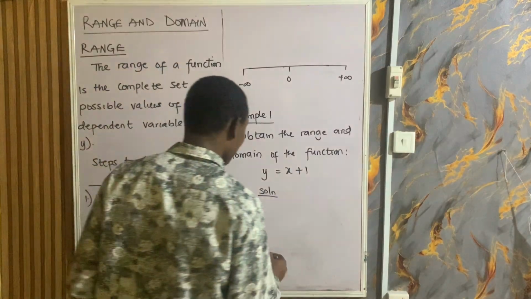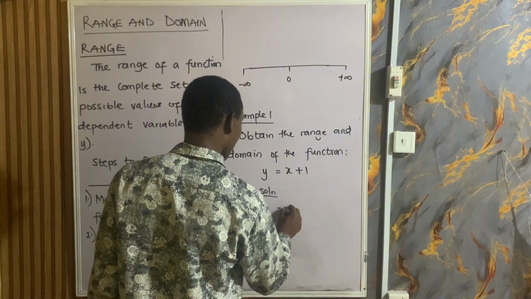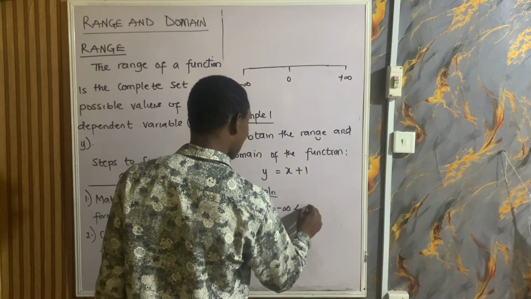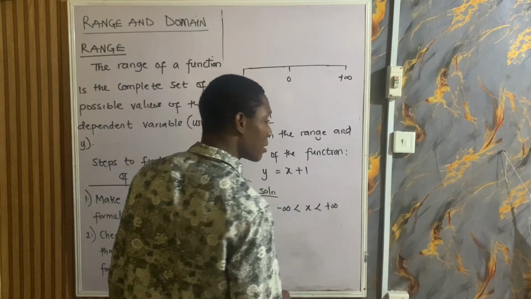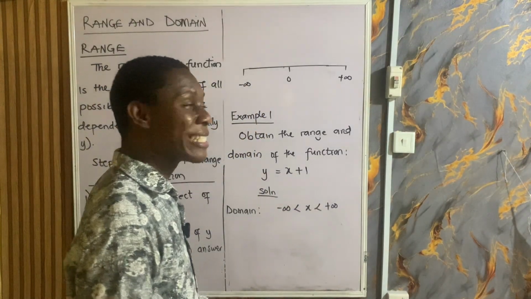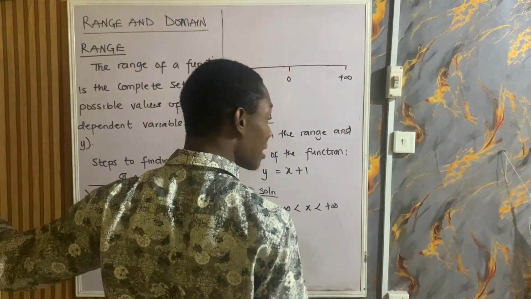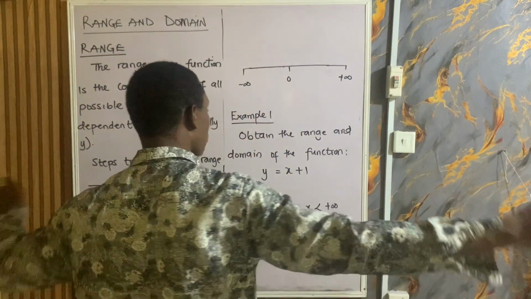So in that case, our domain is negative infinity less than x less than positive infinity. That means that our domain ranges from all negative number to all positive number, to the two extremes.